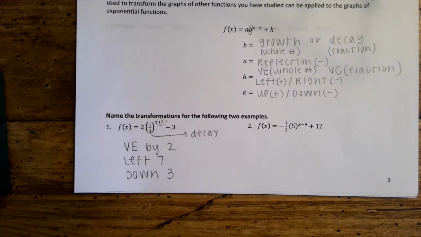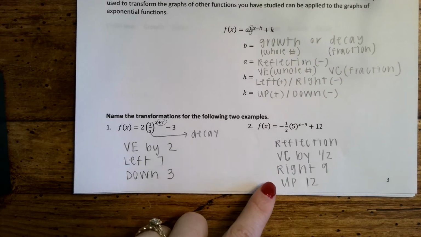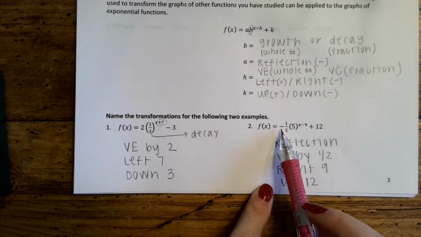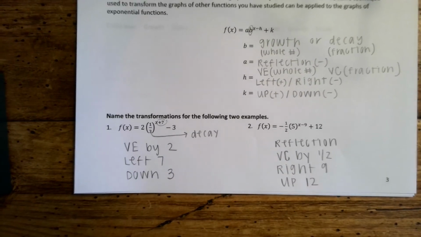Go ahead and pause your video and try example 2. If you didn't quite get example 2 correct, please take a look at the transformations that we have written here. Make sure that you're thinking of the reflection and the vertical compression as 2 separate transformations.